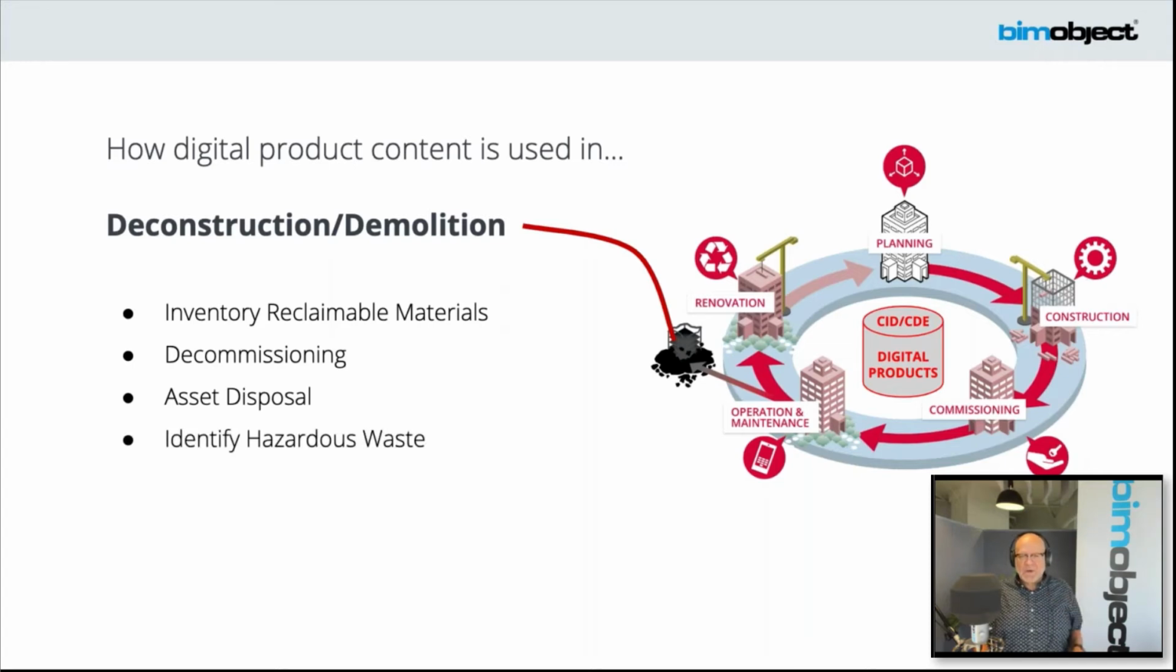Identifying, again, hazardous waste. I can't tell you where the risk mitigation folks are really looking now, and understanding that in an environment of digital product content, this is all readily available, and it's a great time savings, cost savings, not to mention life safety savings. Even demolition sequencing. We talked about construction and assembly sequencing. In what order? How are they going to deconstruct that facility?